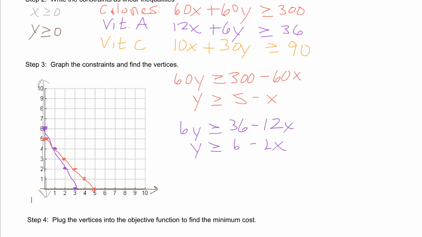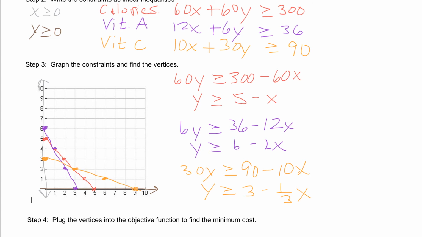And then my orange line, my vitamin C, I'll start by subtracting the 10x over to the other side. I get 30y is greater than or equal to 90 minus 10x. And then if I divide everything by 30, I get y is greater than or equal to 3 minus 1/3 x. So here I have a y-intercept of 3. And I'm going down 1 and to the right 3. And then again, try to get your line as straight as possible.